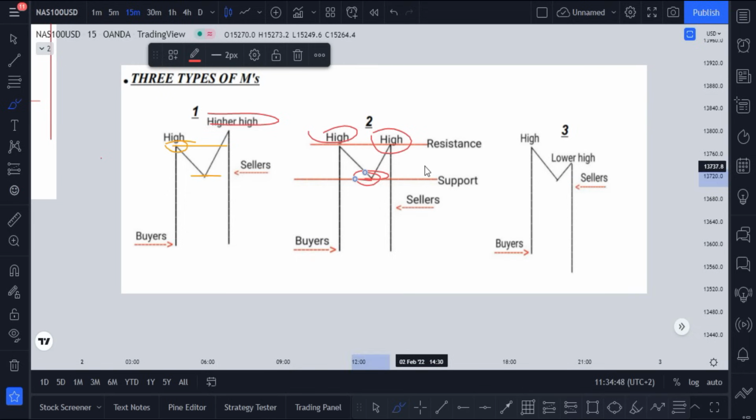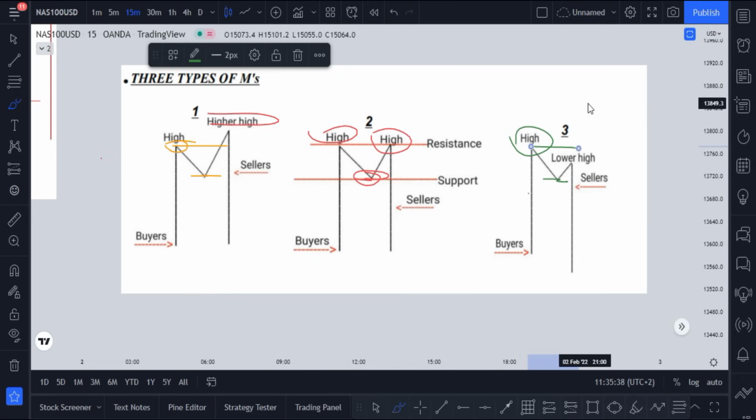Now the last but not least, which is the third type of the M formation, this one here, we have the first leg higher than the second leg. So the buyers pushed the market and created a new higher high, but then when the market came back to create a support level over here, which is our neckline once again, the market did not push all the way back to the same level as the first leg, right? The momentum was not enough for it to push back all the way to that high over there, but it still created a second leg over here of a lower high.